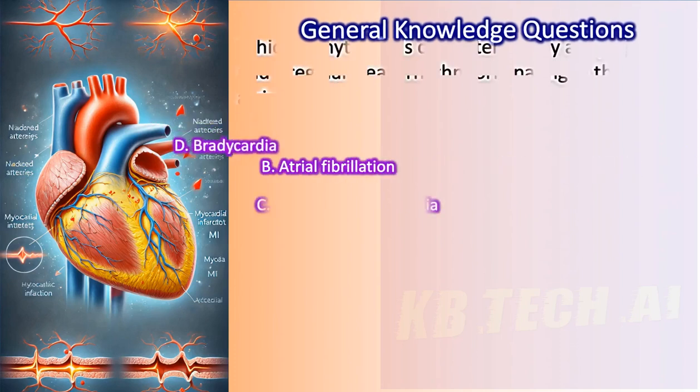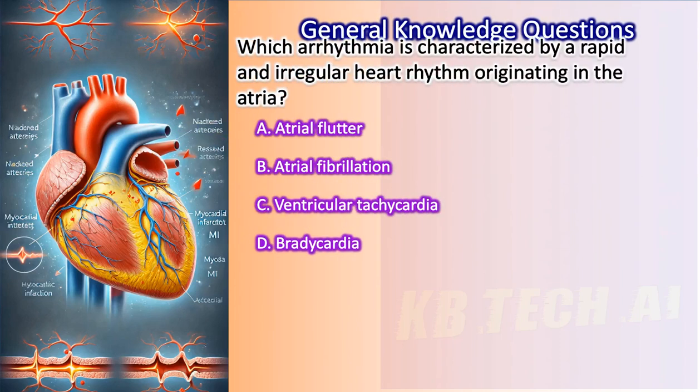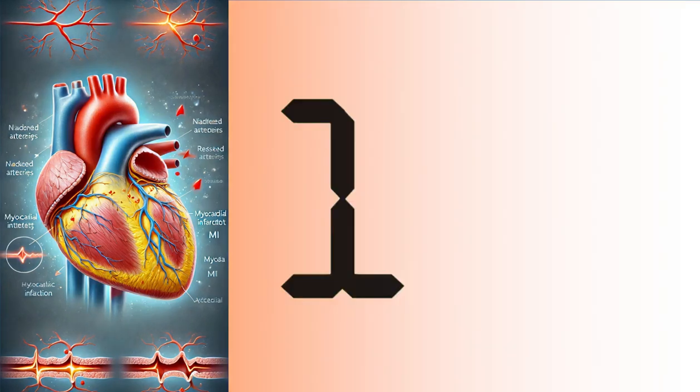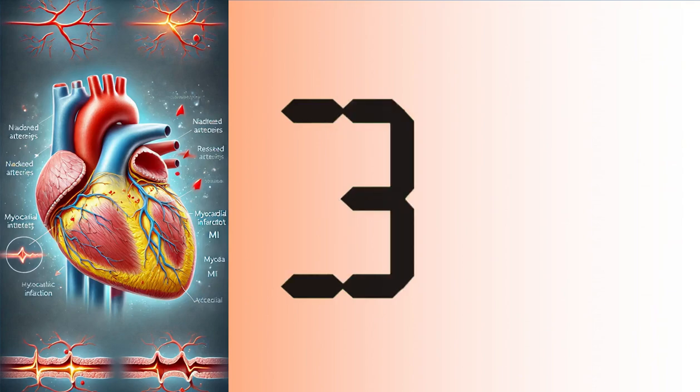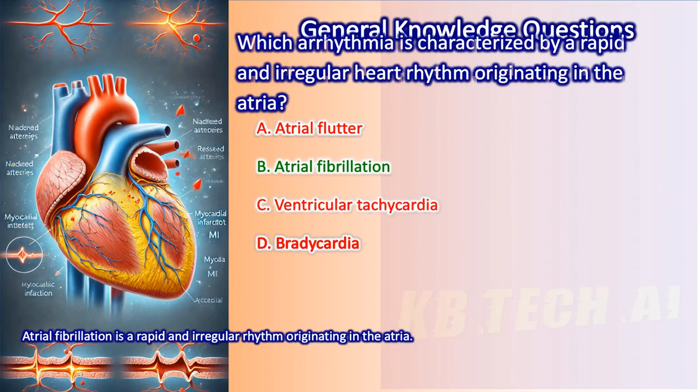Hypertension. Which arrhythmia is characterized by a rapid and irregular heart rhythm originating in the atria? Option 1. Atrial flutter. Option 2. Atrial fibrillation. Option 3. Ventricular tachycardia. Option 4. Bradycardia. The answer is option 2.